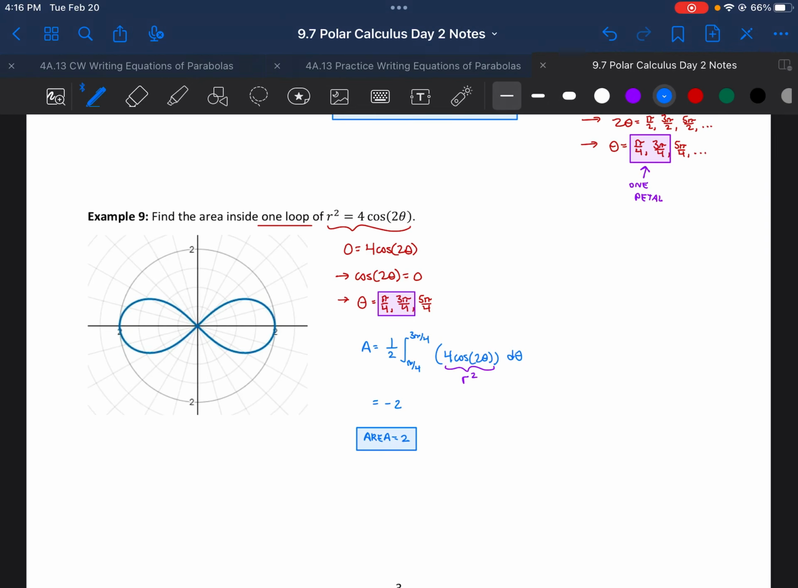Right. So that covers it for this video. In the next set of notes, we're going to be having 2 different polar curves intersect each other, and we're going to be trying to find different kinds of areas, like areas of overlapping regions or areas of little loops, things like that.